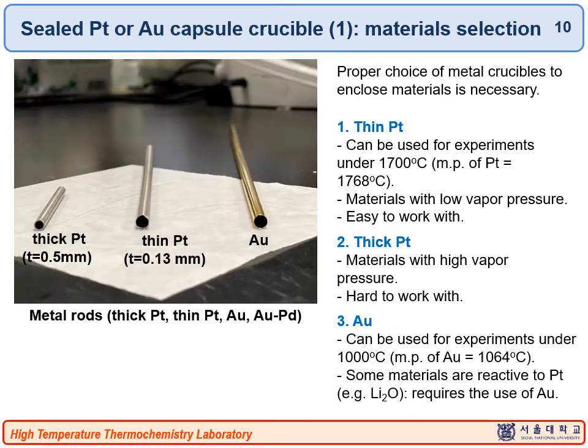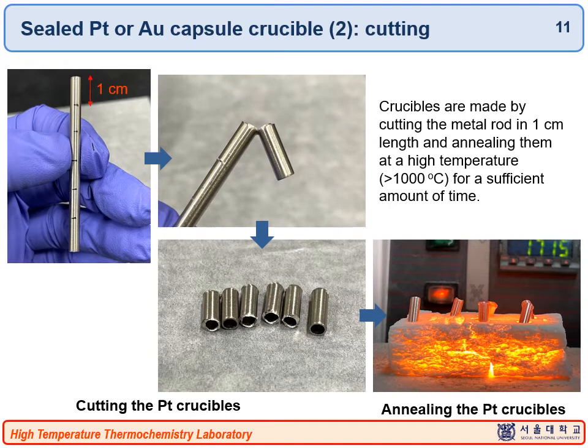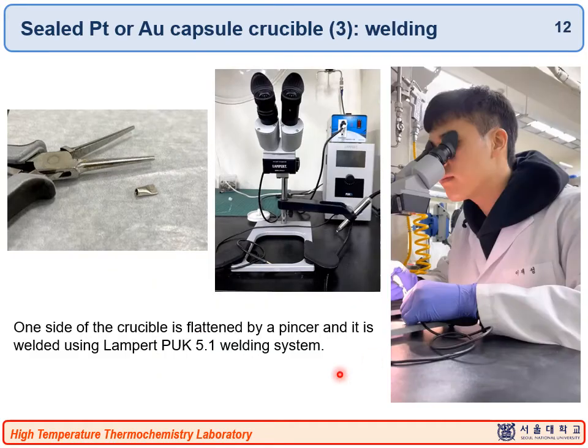Now I will show you briefly how to prepare the starting sample contained in the sealed platinum capsule. The first is the choice of the noble metal crucible, and we typically use a platinum, gold, or gold-palladium tube. Then we cut it to about 1 centimeter in length and anneal it at about 1000 degrees Celsius to remove all the impurities attached on the tube first. Then we flatten one side of the crucible and weld it using the micro welding machine.